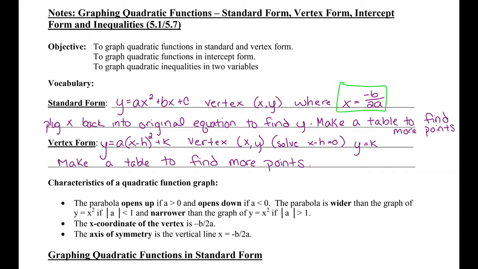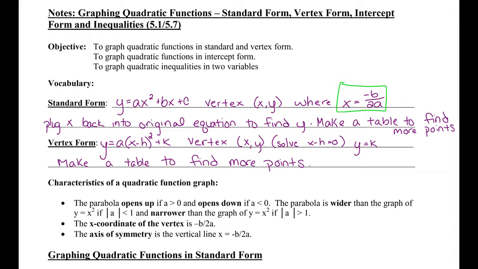Some characteristics of quadratic function graphs. If the a value is greater than 0, so either the number in front of the x squared or the number in front of the quantity, your parabola opens up. If a is less than 0, your parabola will open down. The parabola is wider than the graph of the parent function y equals x squared if the absolute value of a is less than 1, and narrower if the absolute value is greater than 1.